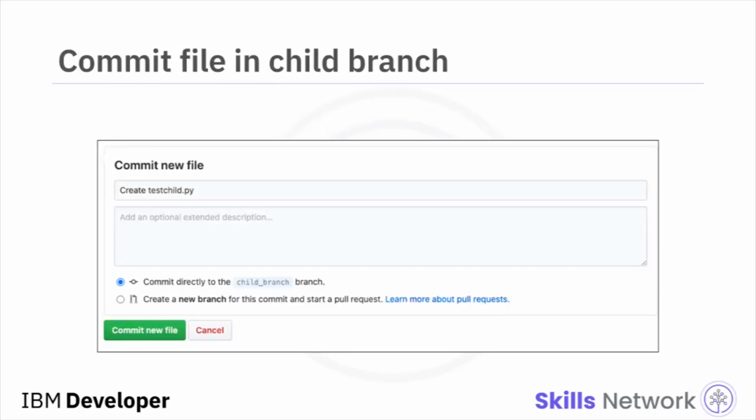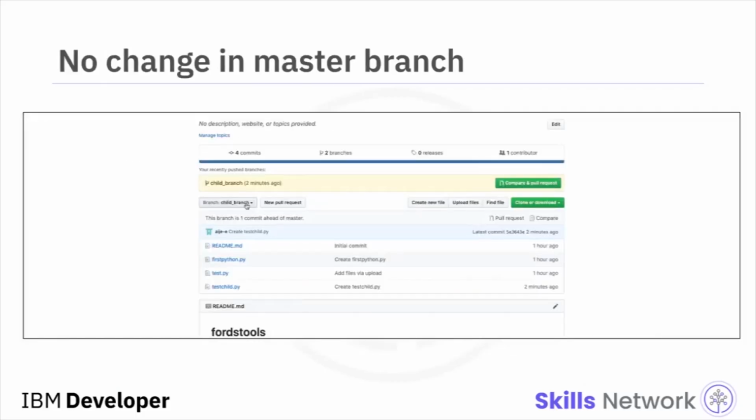At the bottom of the screen, you will see a section Commit New File. Commit messages are important as they help to keep track of the changes made. Add a descriptive commit message for the convenience of the team. Here, you can add create testchild.py, then click Commit New File, and the file is added to the child branch.